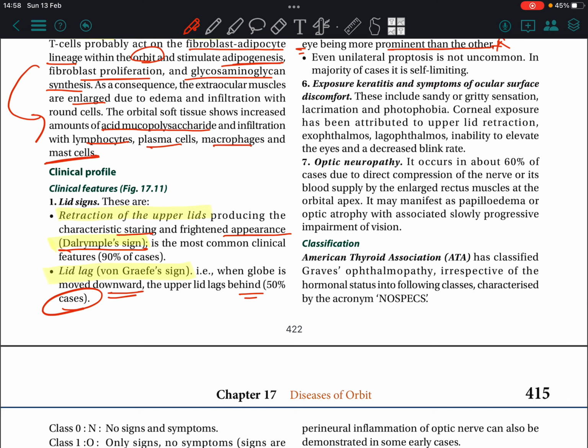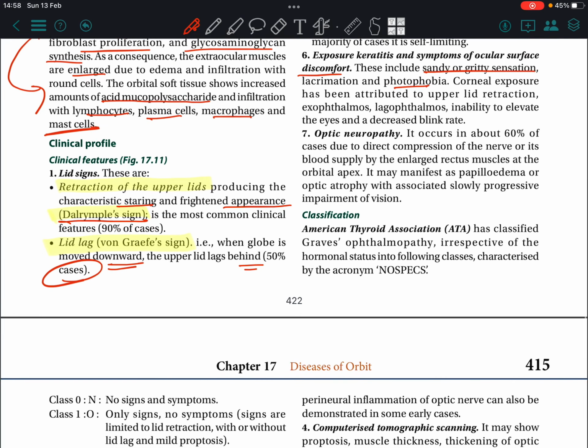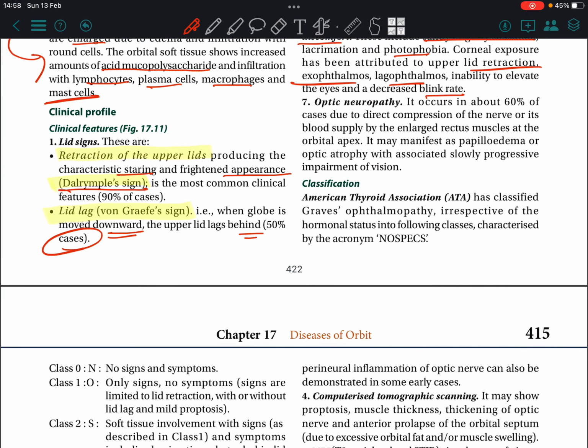Exposure symptoms of ocular surface discomfort include sandy or gritty sensation, lacrimation, photophobia. Corneal exposure has been attributed to upper lid retraction, exophthalmos, lagophthalmos, inability to elevate the eye, and decreased blink rate. Optic neuropathy occurs in about 6% of cases due to direct compression of the nerve or its blood supply by enlarged rectus muscles at the orbital apex.